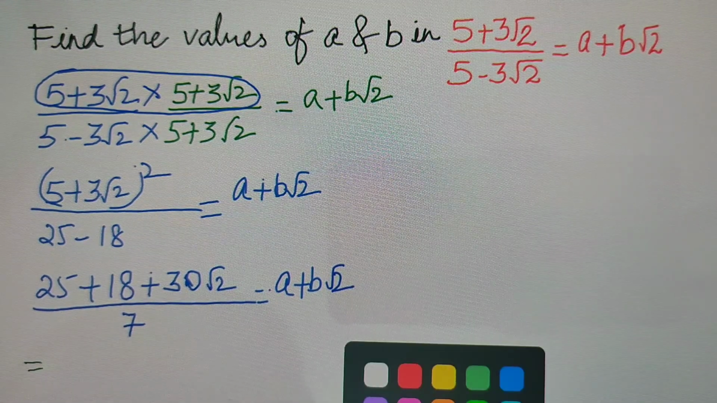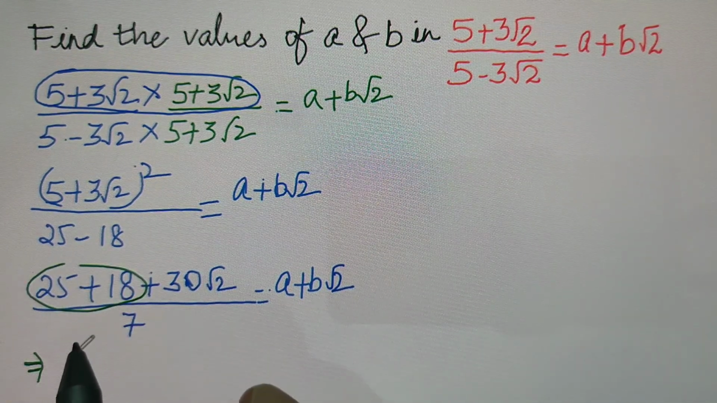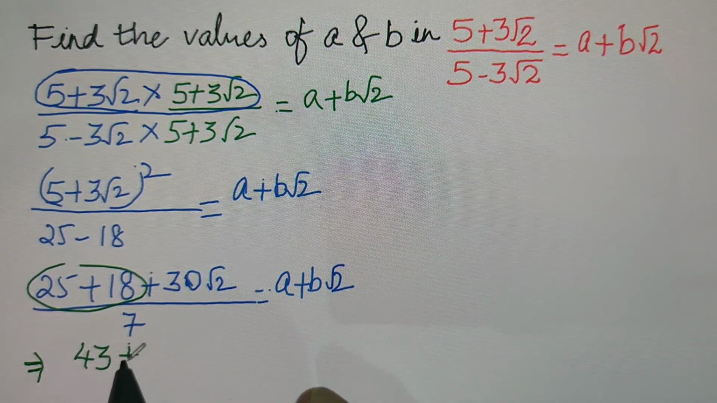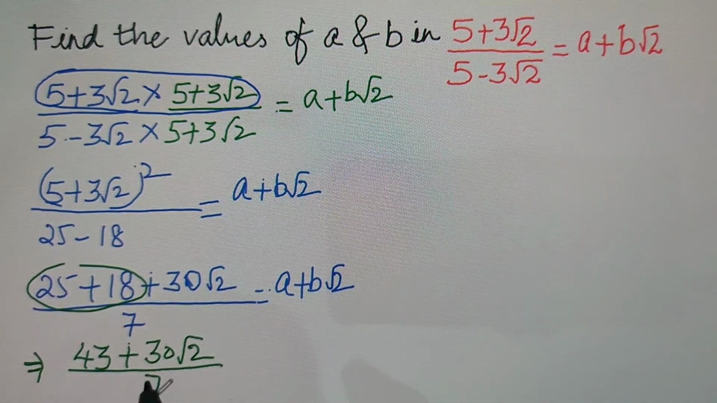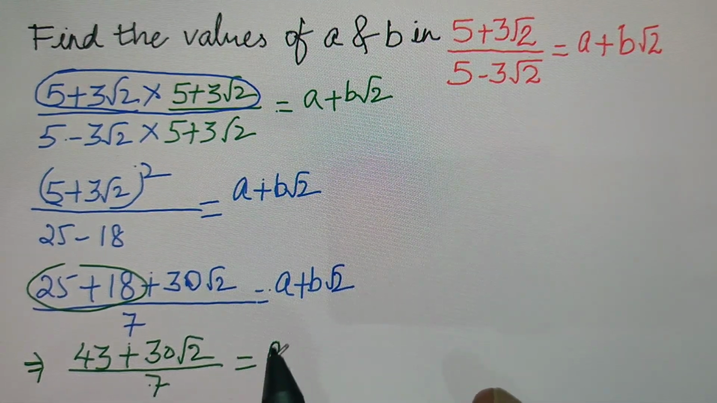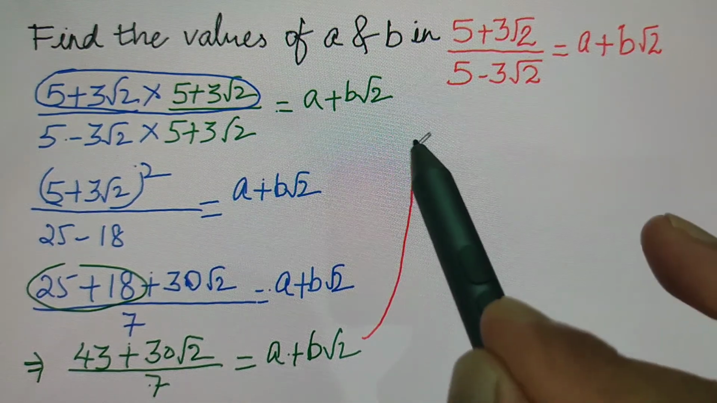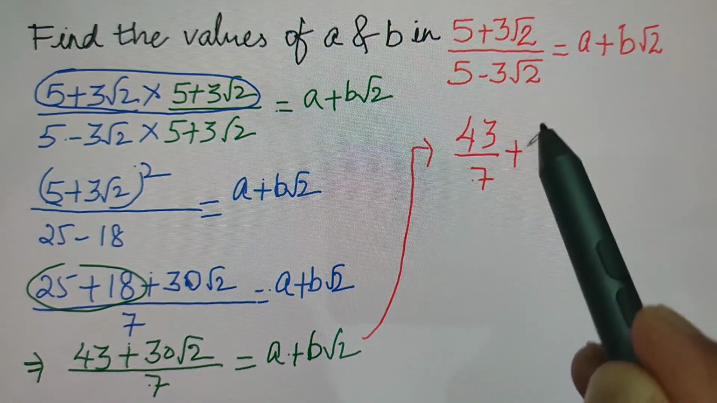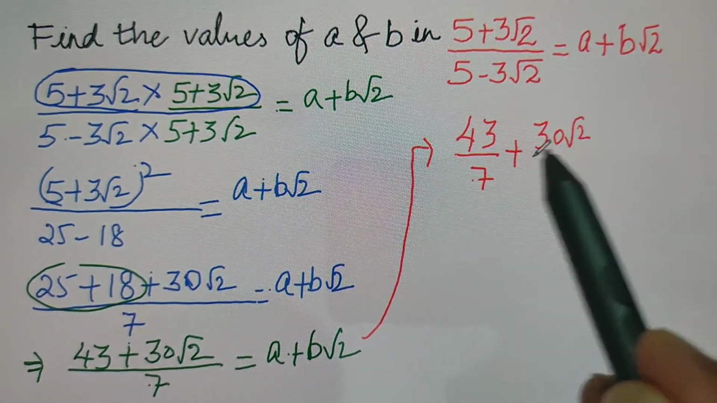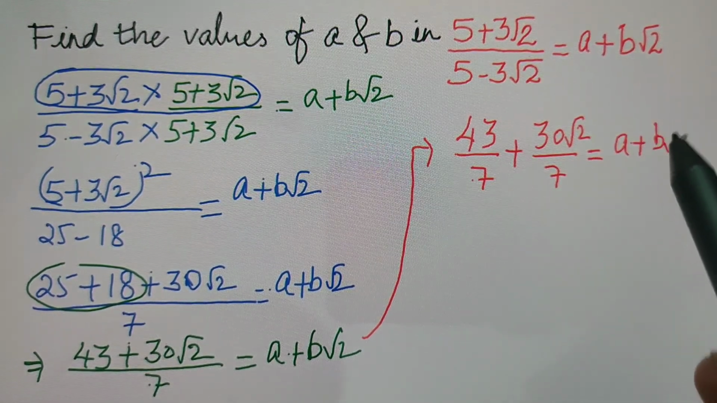Here again, if we were to solve it further, if we add this together, we get 43 plus 30 root 2 upon 7, which is equal to a plus b root 2. We will further write it. This can be written as 43 upon 7 plus 30 root 2 upon 7, which is equal to a plus b root 2.